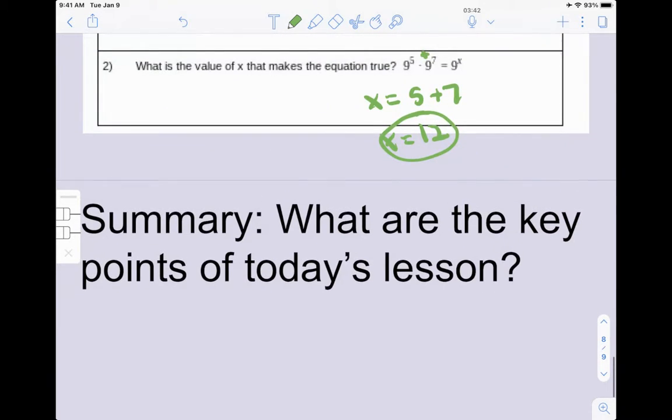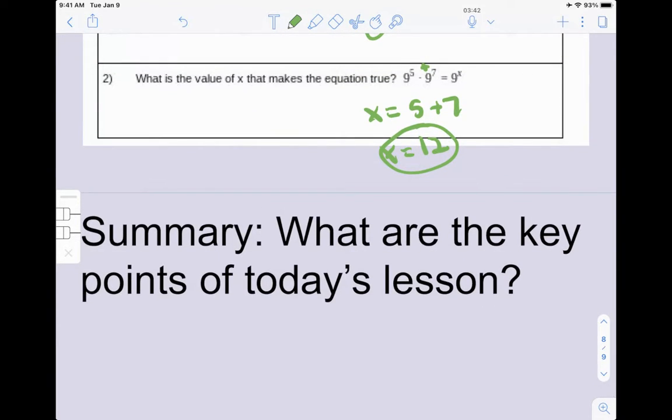I'd like you to take a second and write down what you think the key points of today's lesson are. And when you are done, you are welcome to go on to IXL and start practicing your multiplication and power of a power rule.